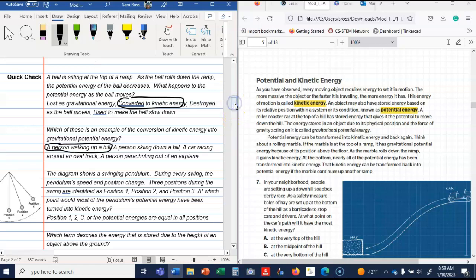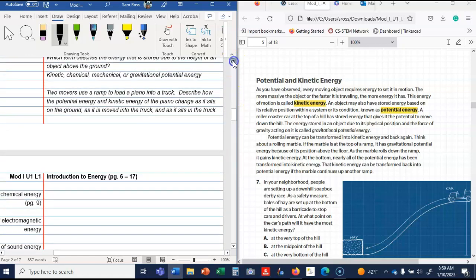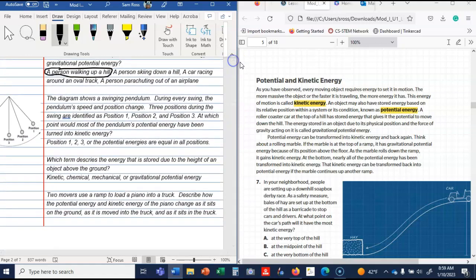Okay. And then we have this pendulum diagram. The diagram shows a swinging pendulum. During every swing, the pendulum's speed and position change. Three positions during the swing are identified as 1, 2, and 3. At which point would most of the pendulum's potential energy have been turned into kinetic? So where is the most kinetic energy? And that's going to be at position 3, or at the bottom of the pendulum swing.